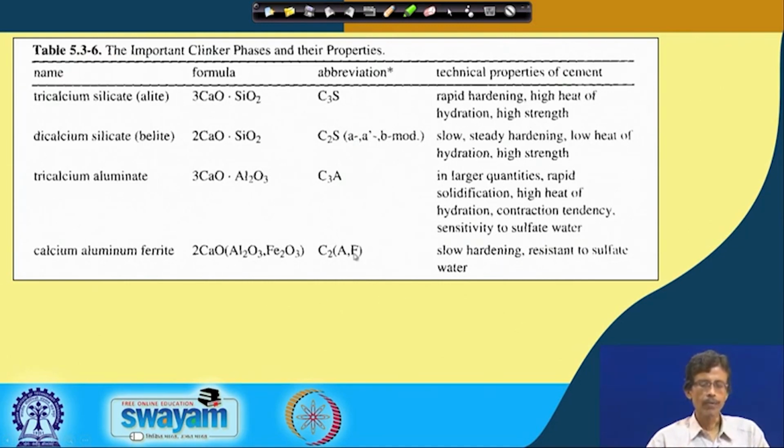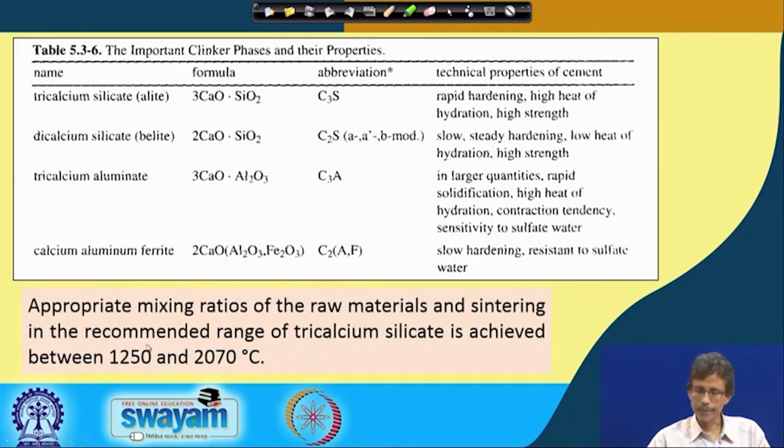So it will be very useful compared to your C3A component for making this cement, but it will be very difficult to control all these things simultaneously, because it is a typical mixture, and how to control that mixture will be difficult. So we try to reduce the part which has more sulfate sensitivity rather than the other part. So what do you get? You get the appropriate mixing ratios of the raw materials, and sintering of the recommended range of tricalcium silicate is achieved.